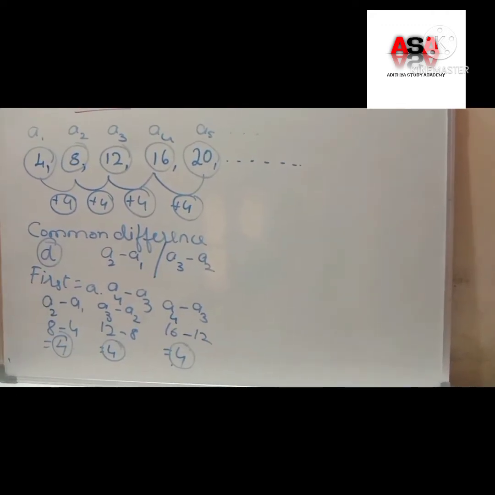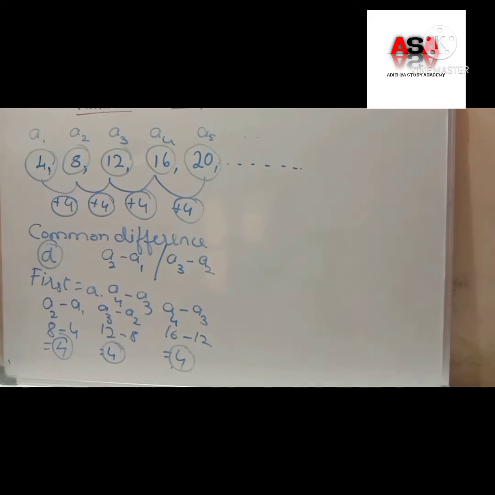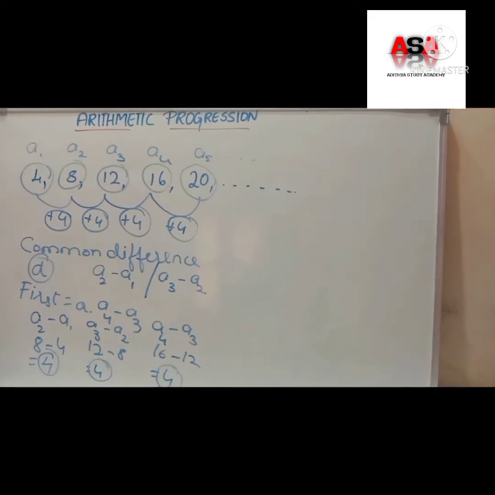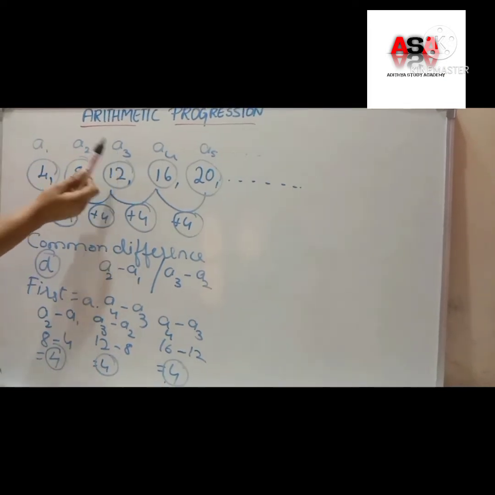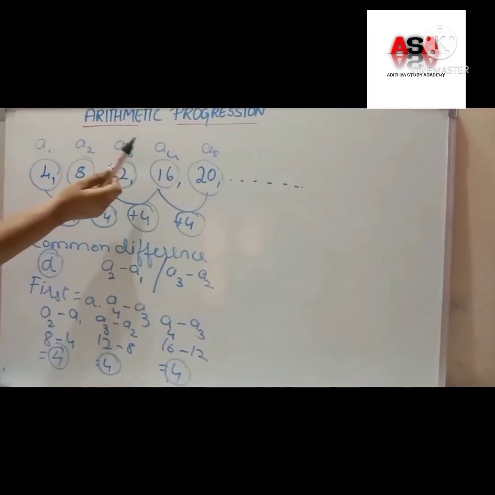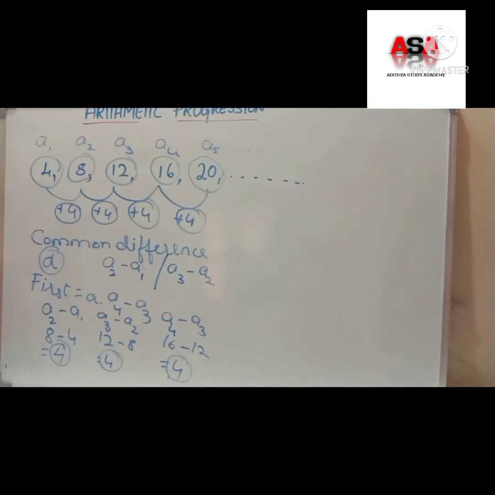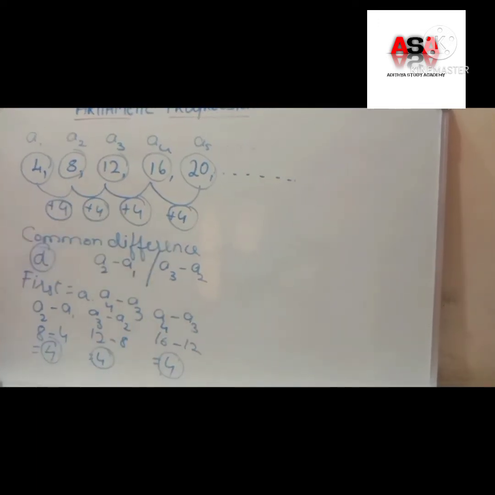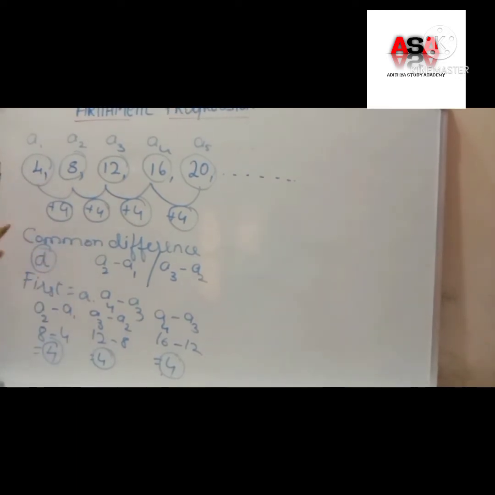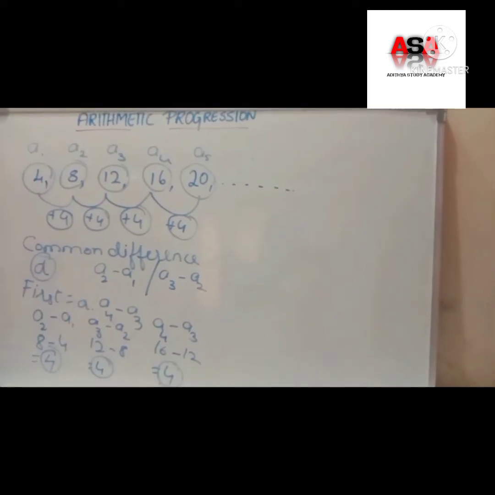So in an arithmetic progression the common difference should be the same. If we subtract the first term from the second term, or the second term from the third term, or the third term from the fourth term, then we need to get the same common difference. If we don't get the same common difference, then it is not an arithmetic progression.